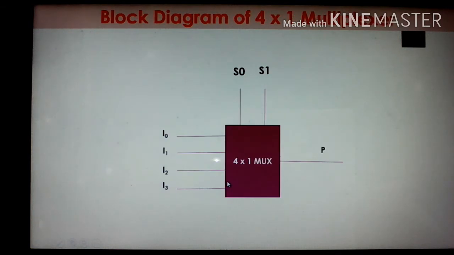Then let us study the 4 into 1 multiplexer. This is the block diagram of a 4 into 1 multiplexer. Here, S0 and S1 are the selection lines, and these are the input lines. In this 4 into 1 multiplexer, the number of selection lines is 2. So the number of input lines is 2 raised to n, that is 2 raised to 2, which means 4, from I0 to I3. Here there is only one output line, that is P.